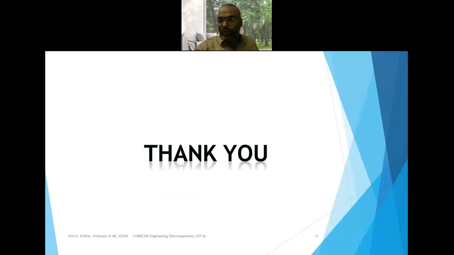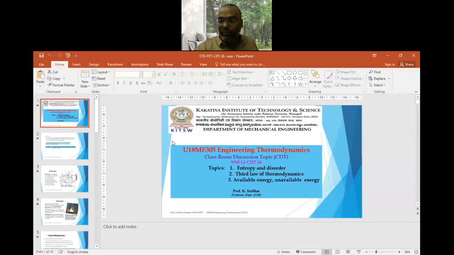This is the concept about entropy and disorderness of the system. We already explained clearly that whenever the disorderliness increases, entropy also increases. The third law of thermodynamics states that at absolute zero temperature for a perfect crystalline substance, the entropy value will become zero. Available energy is nothing but the maximum work which can be extracted from the heat engine, and unavailable energy is how much heat is rejected by the heat engine.